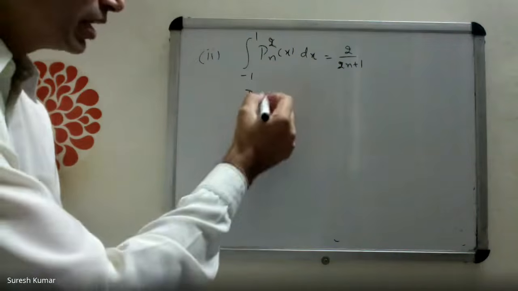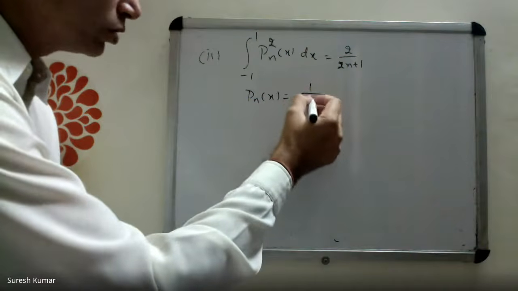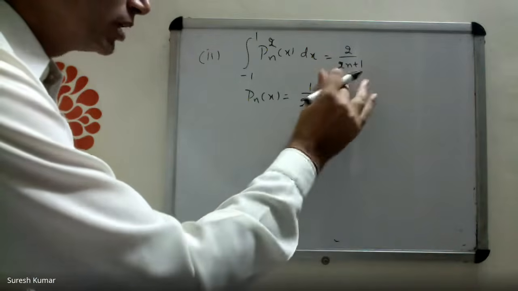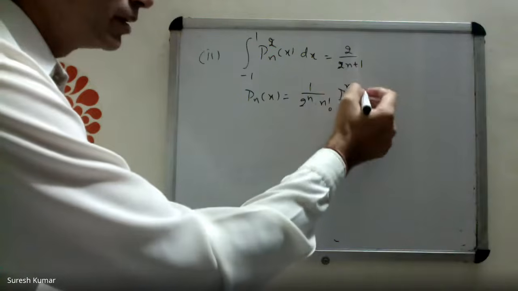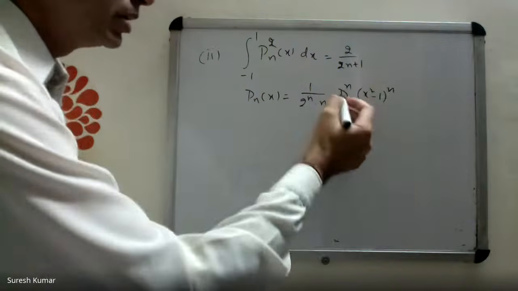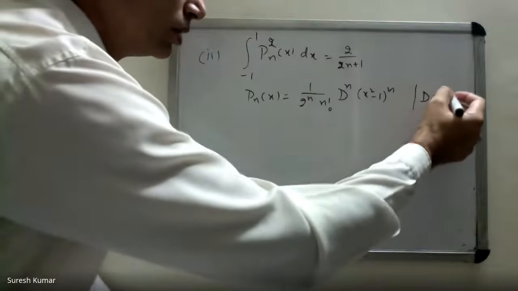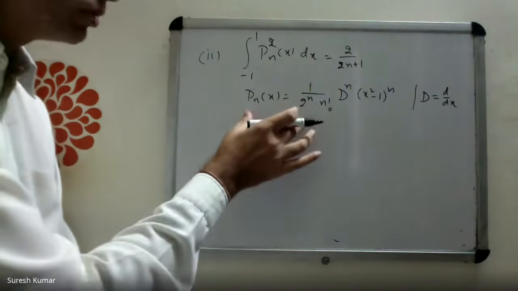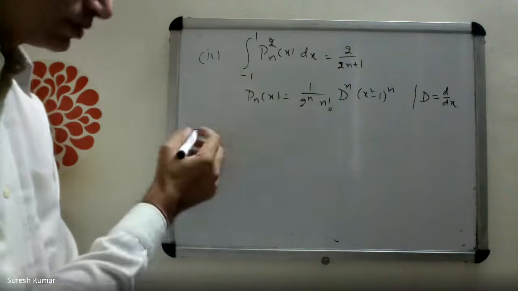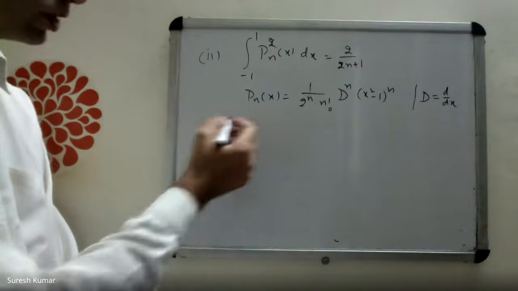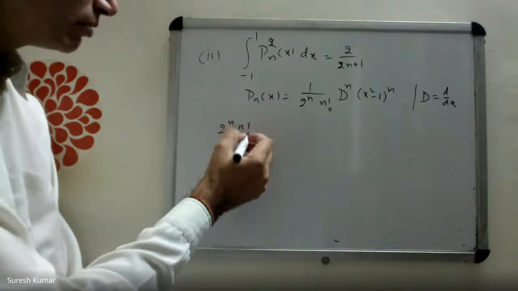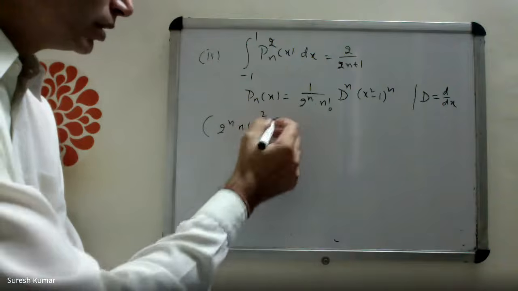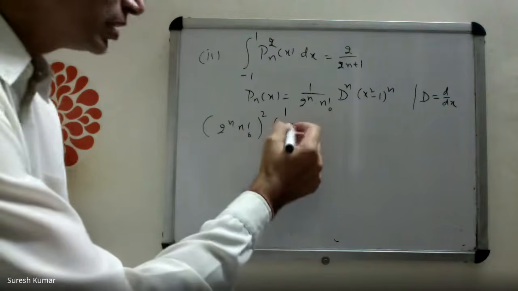You know Pn(x) from the Rodrigues formula. It is 1 over 2 power n into n factorial, nth derivative. Let me write the nth derivative in the format D^n (x square minus 1) power n. D stands for d over dx, so D^n means nth derivative. This is the Rodrigues formula. So let's use it here. You begin with 2 power n into n factorial, squared, integral from minus 1 to 1 of Pn square(x).